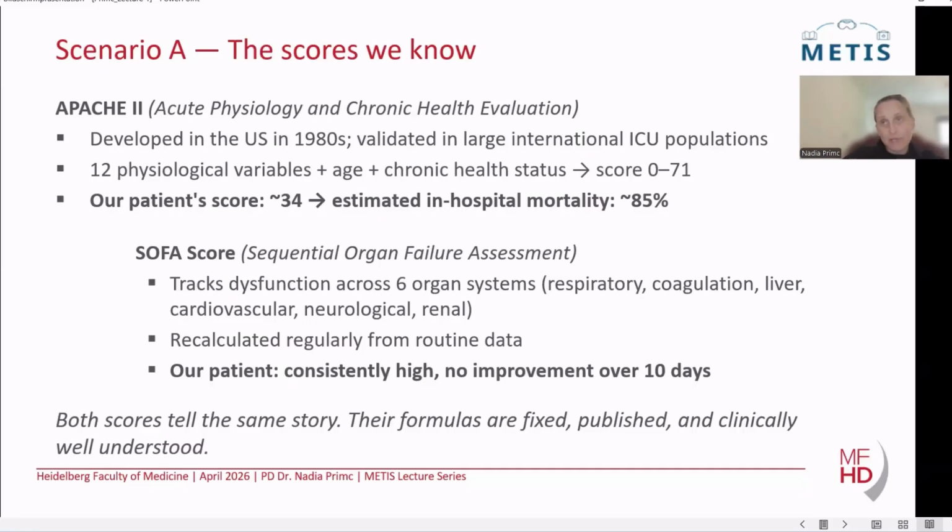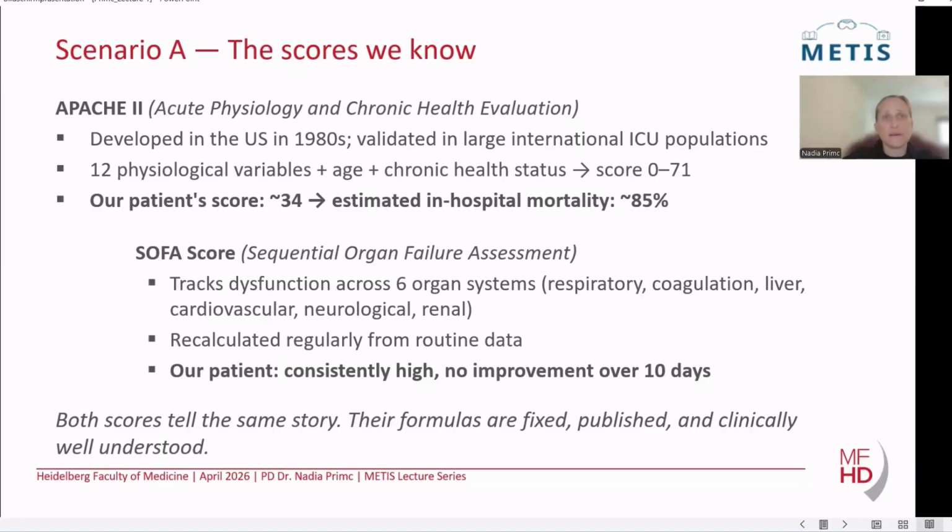Alongside this Apache 2 score, the team also calculates his SOFA score. SOFA is short for sequential organ failure assessment. That is a score that is calculated by the team on nearly a daily basis. The SOFA score measures how well 6 different organ systems are working normally, mainly lungs, blood clotting, liver, heart and circulation, nervous system, and kidneys.